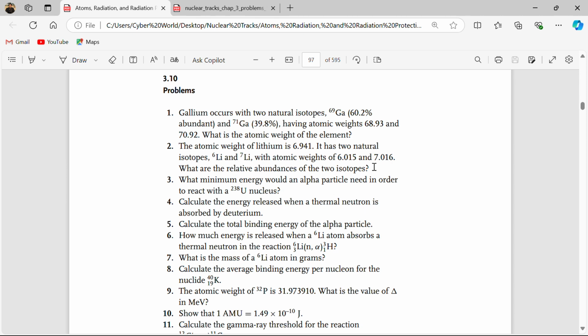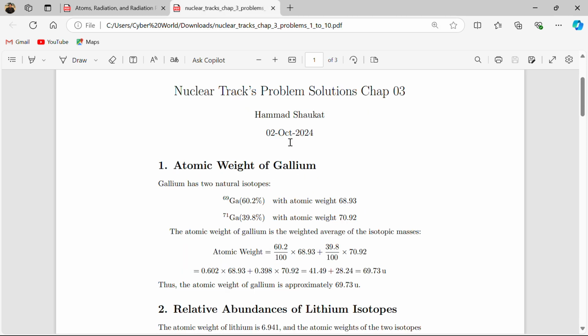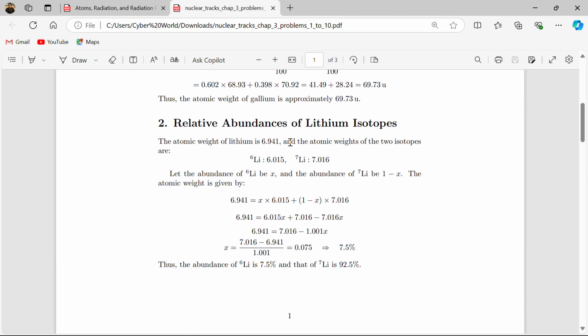Now you have to find their abundance, meaning their percentage, their weightage. The total atomic weight is given, and the atomic weights of the isotopes are given. Now you have to find the percentage, meaning the relative abundance, of both these isotopes. How can you find it? Let's move on towards our solution. So this is my solution for the second problem. The atomic weight of lithium is given, which is 6.941, and the atomic weights of the two isotopes are also given.